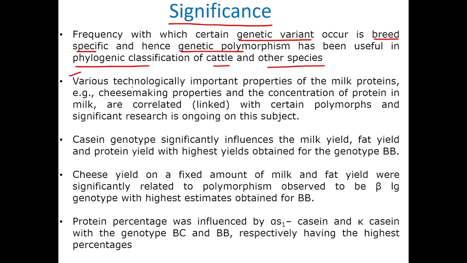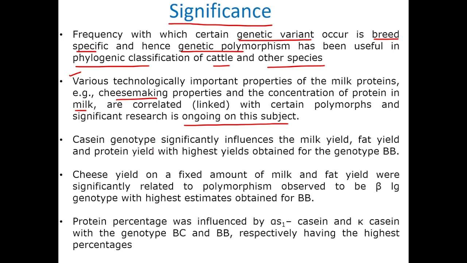Now, also some of the technologically important properties of milk proteins, for example, cheese making properties and concentration of the proteins in milk, are correlated with certain polyforms. And significant research is going on in this. The research is going on whether we can correlate some of the technological properties of milk, like cheese making and the concentration of protein in milk, with the polyforms. The studies are still going on.